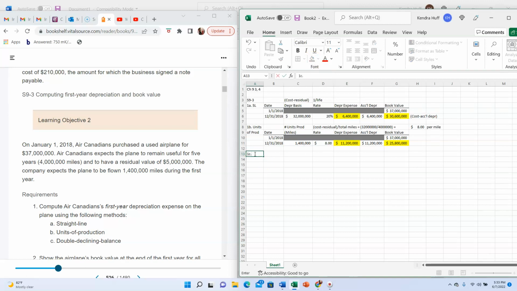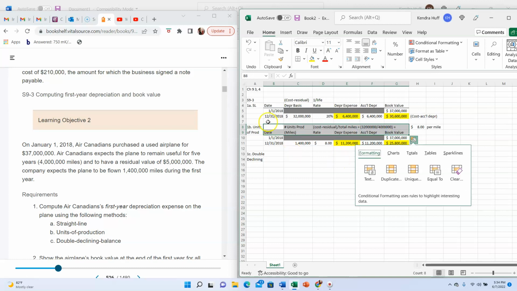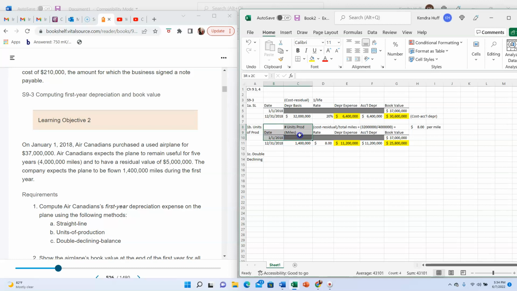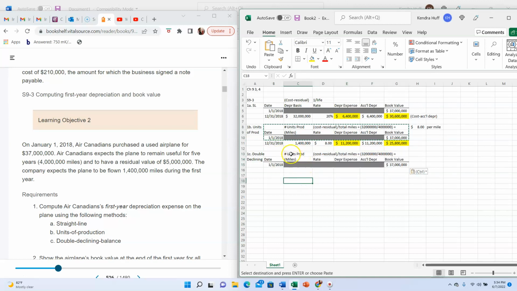And then double declining is a little bit different. I'm going to go ahead and copy this again. Okay, so this time, this is book value.